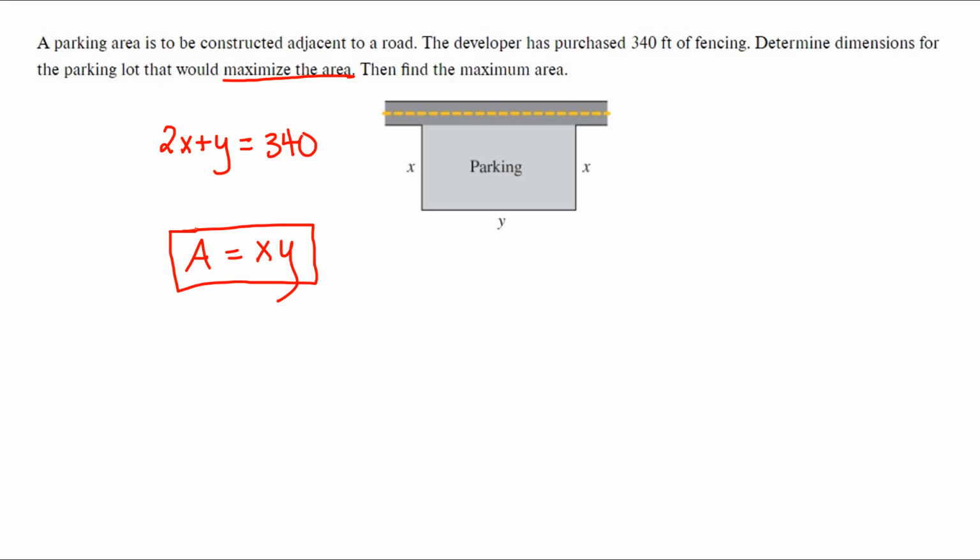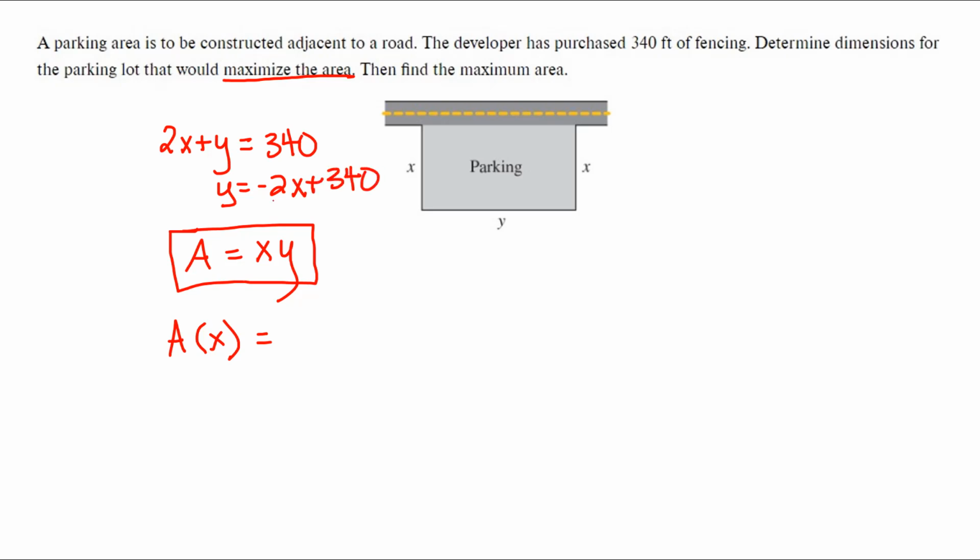Right now, it doesn't look like that. Usually we have f of x. Well, we're going to call this A of x. The only problem is this has x and y. We don't want a y, we just want x's. But if you go back to this equation we wrote about the perimeter, we can solve that for y, and we would have y equals negative 2x plus 340.